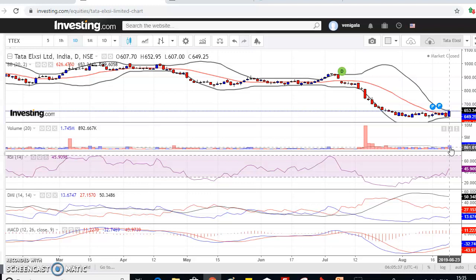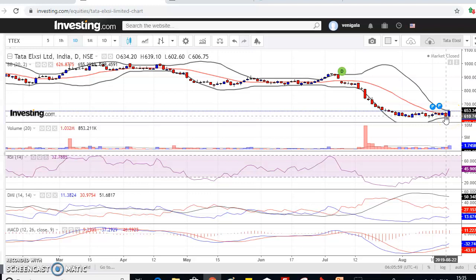For the short term, the zone of 647 to 720 will act as a crucial resistance level for the Tata Elxsi stock. A follow-through move above the level would lead to an extension of the pullback towards the 700 to 720 and 750 levels.